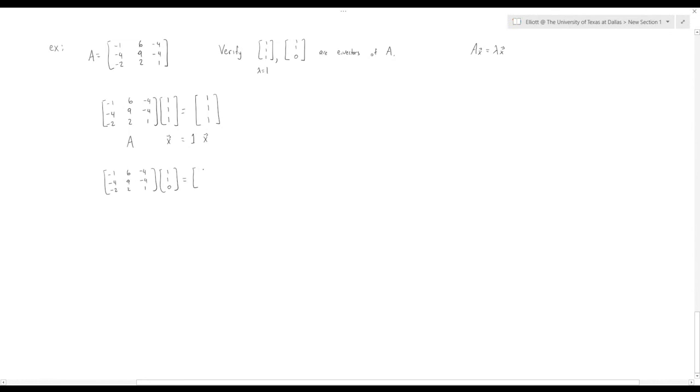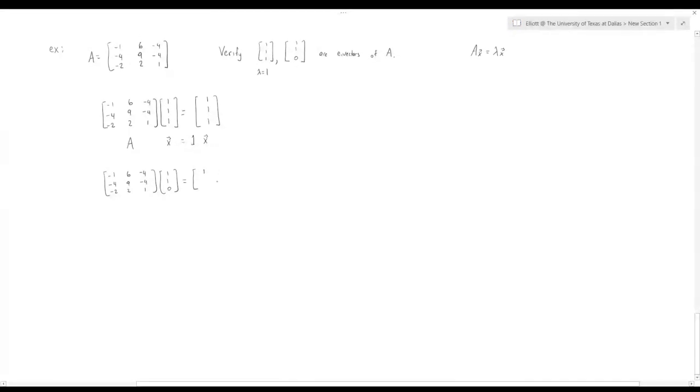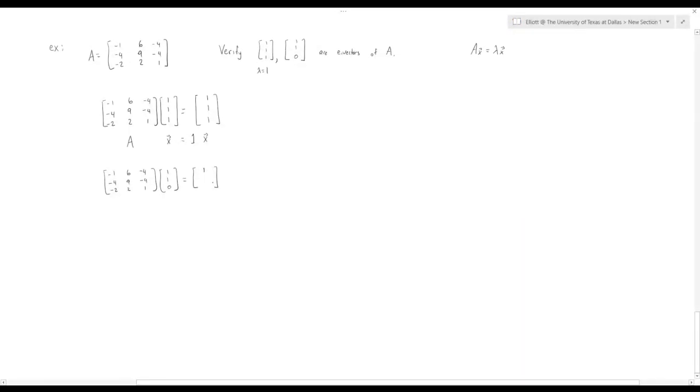Is that 1 again? Okay. And then, oh wait, no, never mind. I was doing -1 plus 6 plus 0, because the last one is 0. That would be 5, right? And then here, -4 plus 9 plus 0 is 5 again. -2 plus 2 plus 0 is 0.